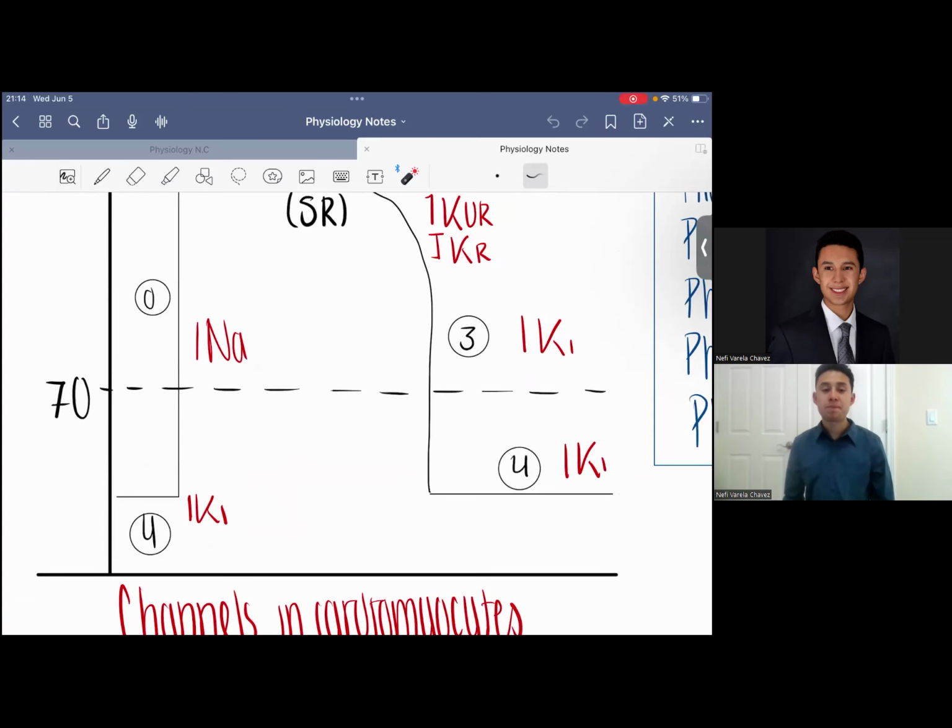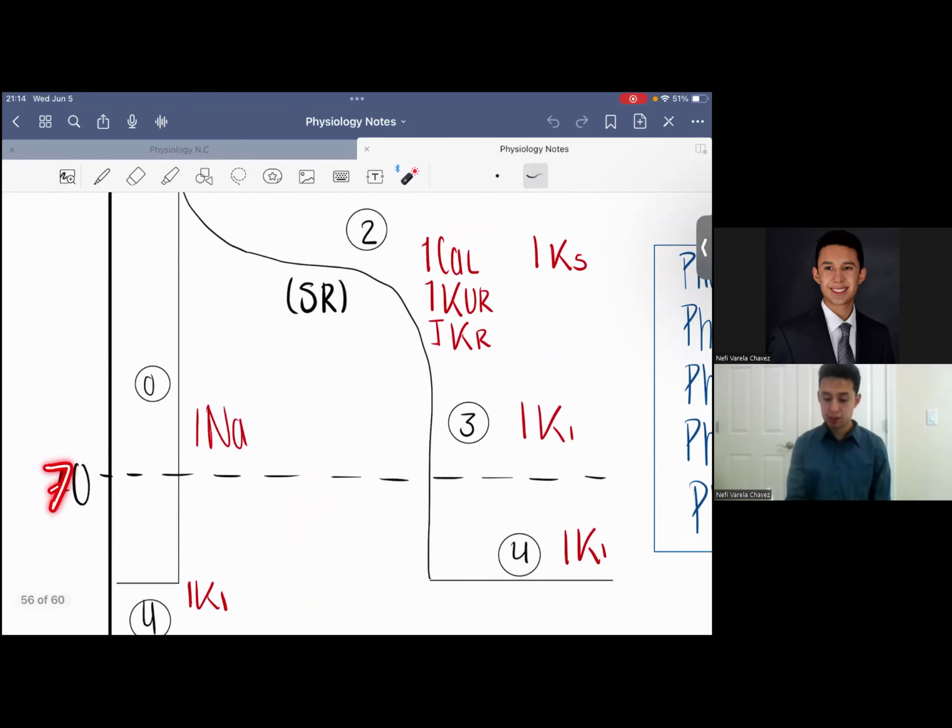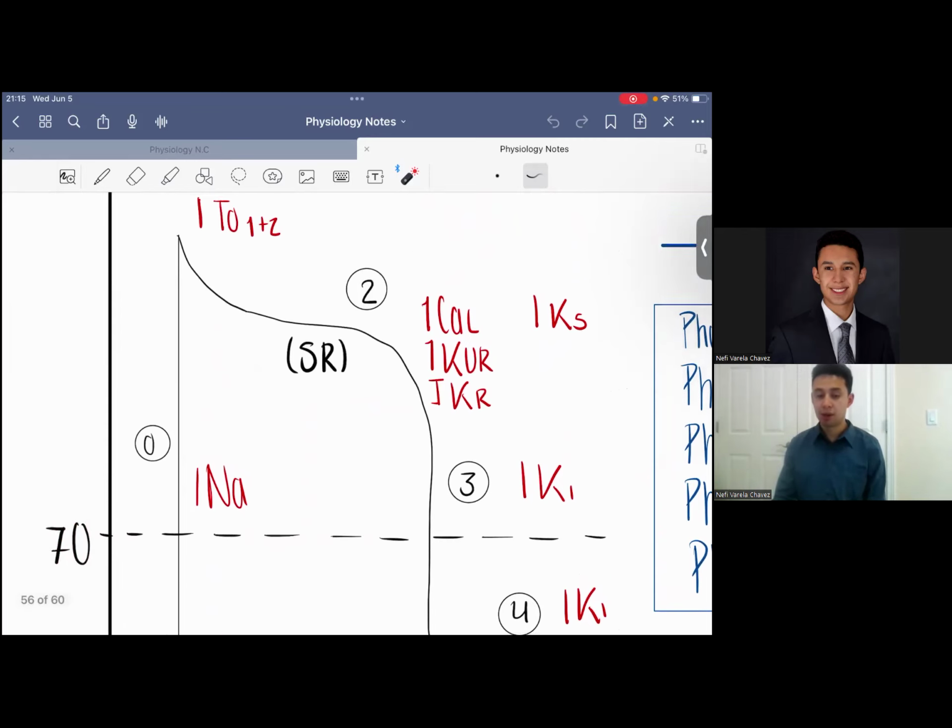Then we will do depolarization. Depolarization means positive on the inside, negative on the outside. We're going to reach threshold, in this case around 70 millivolts. Voltage-gated sodium channels are going to open and depolarize the cell.